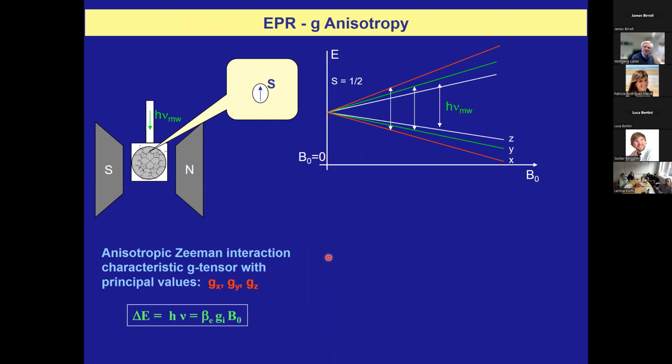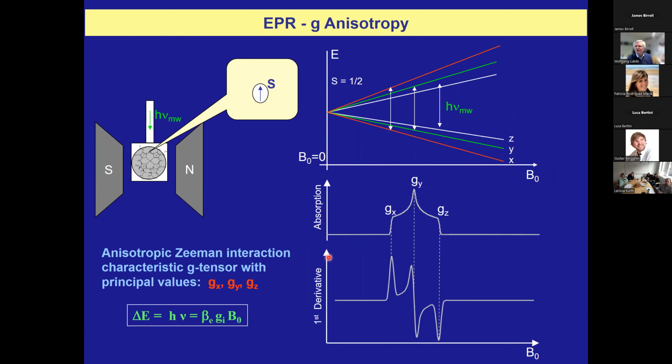But the g factor is anisotropic. That means if you turn your molecule in the magnetic field, you get slightly different resonance positions due to spin orbit coupling and other effects that are playing a role here. I don't want to go into the details, but what you see is something like that, which is called a powder spectrum. And this powder spectrum has three main g values, gx, gy, gz. These are the principal values. And these are the spectra that we are obtaining in first derivative. And you see many of them later on.